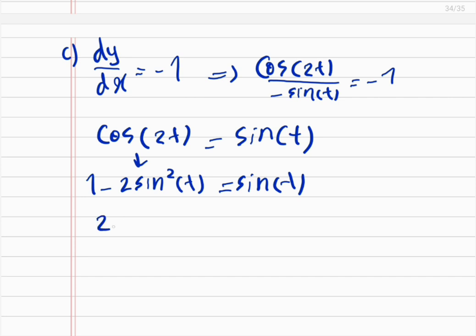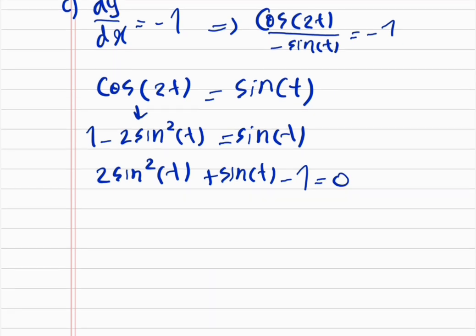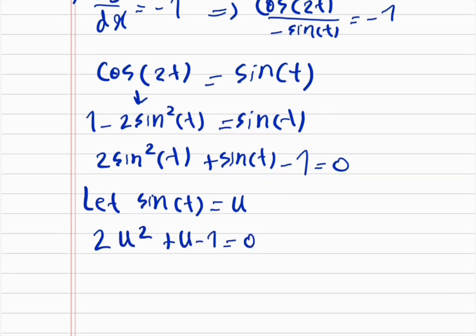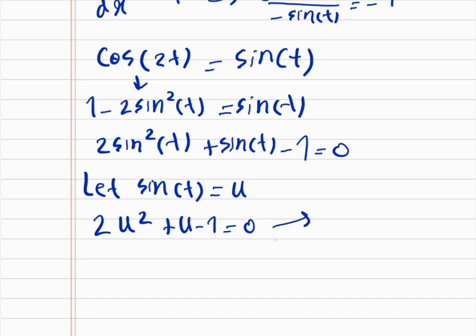Now rearranging this gives us 2 sine squared t plus sine t is equal to -1. And we can use the technique of changing the variable to solve this equation. So let sine t be, let's just use a different variable, for example, u. Then substituting that, we have 2u squared plus u minus 1 is equal to 0. Now it's a simple quadratic. So after solving this quadratic, we are going to get two values for u. One of them is a half and the other one is -1.